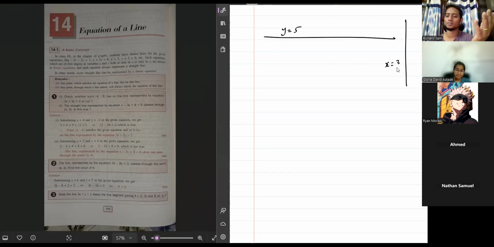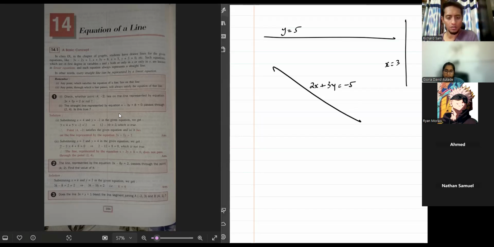some number. Okay, what would you have if the line is not parallel to anything, not parallel to the x or the y axis? Then the equation would look something like 2x plus 3y is equal to minus 5, something like that. Right? It will have an x term, a y term, and a number term. Okay, so this is how an equation is.